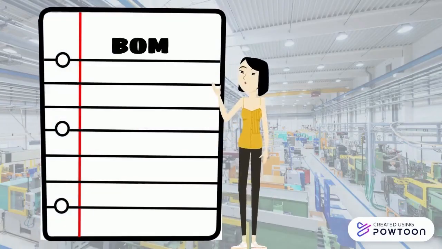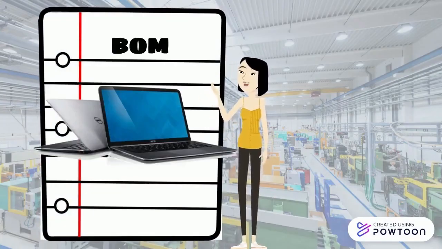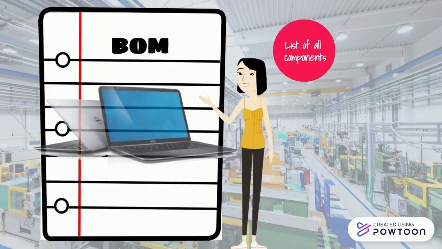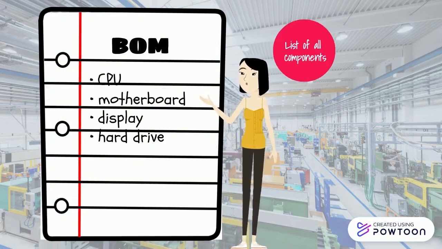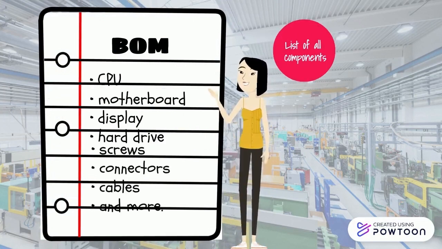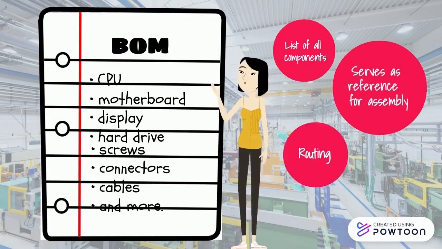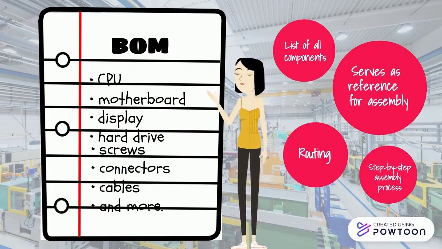A bill of materials, BOM, is of paramount importance in the assembly of a laptop. It provides a comprehensive list of all components and parts, ranging from major ones like the CPU, motherboard, display, and hard drive, to smaller elements such as screws, connectors, cables, and more. The BOM serves as a reference for assembly technicians and includes routing information to guide them through a systematic step-by-step assembly process, ensuring that all the correct components are used in the right order.